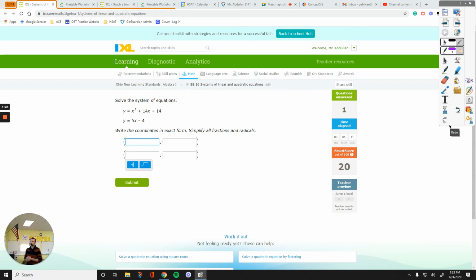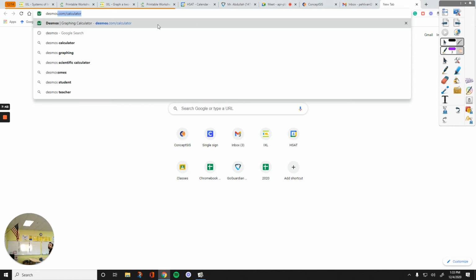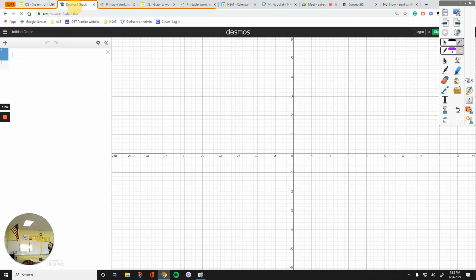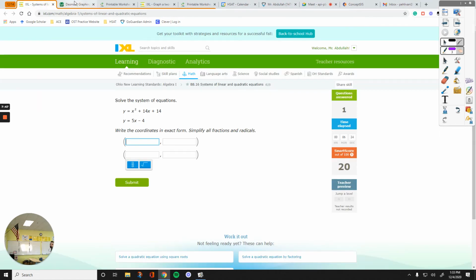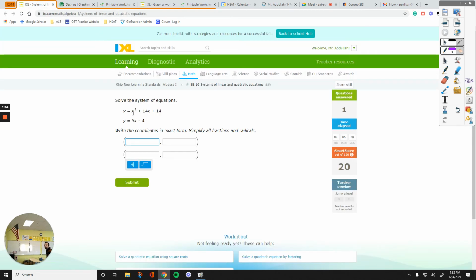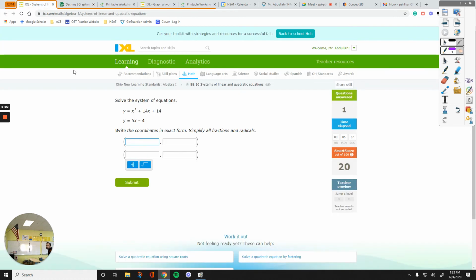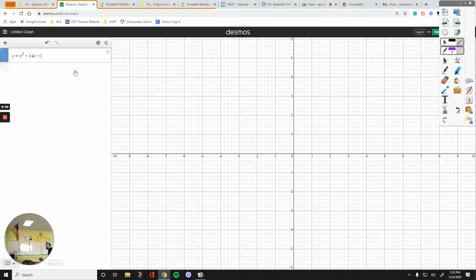So let's get on Desmos. Let's use that graphing calculator. I'll just open a new tab and then get on the Desmos graphing calculator. If you don't know what this website is, just Google Desmos. It'll show you what it is. And then in each one of these lines, you can write your equations. Y equals x squared, just make sure that it is exactly the same, plus 14.